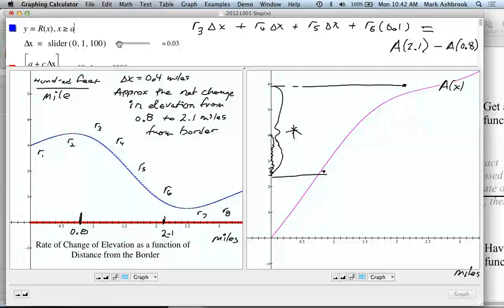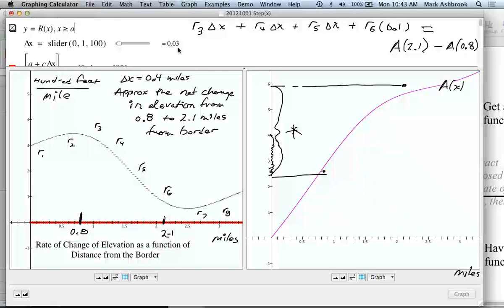Okay, that's fine. All right, so now I'm going to make delta x 0.03. And I'm going to turn off the actual rate function. So we're looking at the approximating function there in purple. Okay? So now, this is just representing a very small delta x.